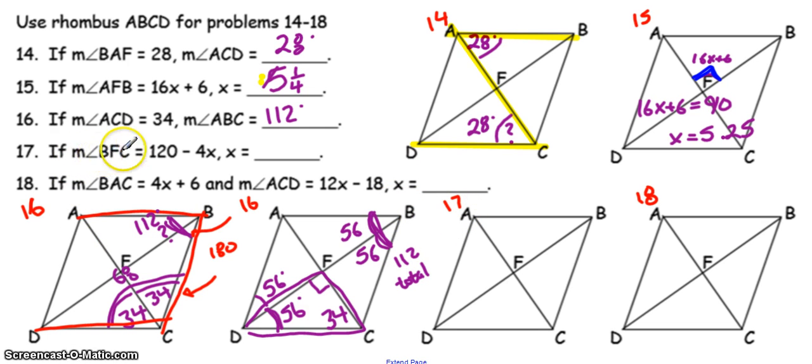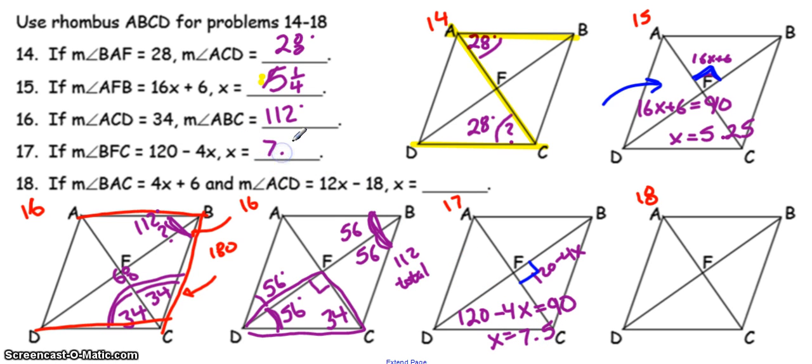If the measure of angle BFC is 120 minus 4x, let's write that down. BFC is 120 minus 4x. Find x. Well, we're given no other information, but that's okay. This is all we need. Remember from question 15 that the diagonals of a rhombus are perpendicular, which means that they form a 90-degree angle. So we can write an equation: 120 minus 4x should equal 90 degrees. And if you solve that equation, you should end up with x equals 7.5.